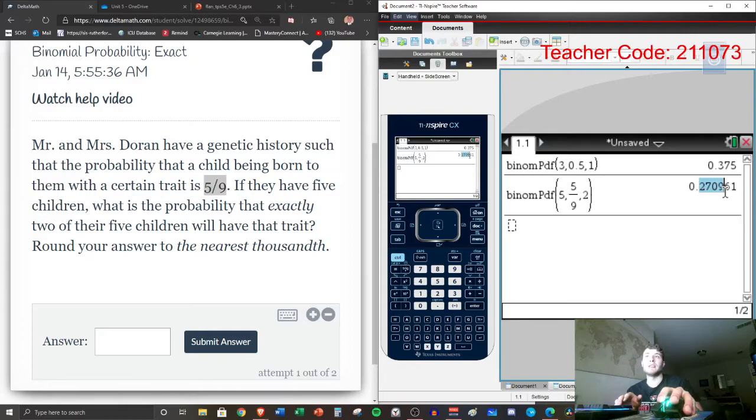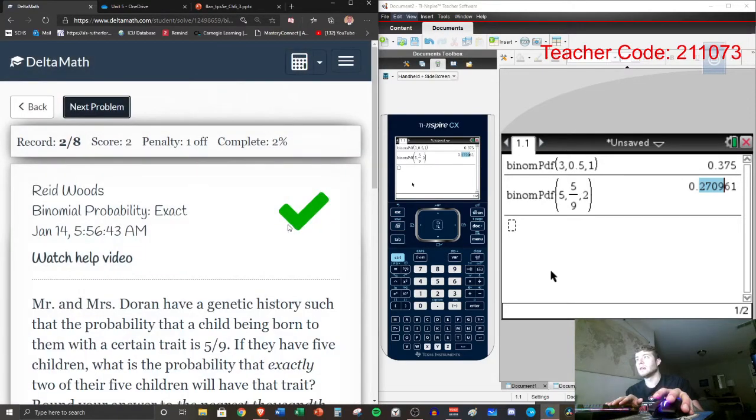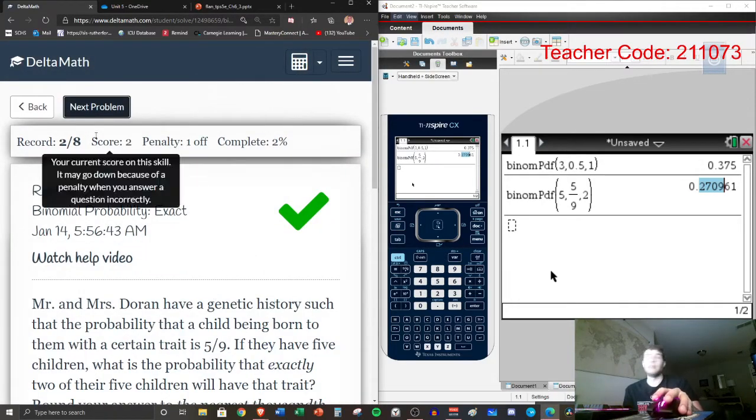0.2709. We will round this to 0.271. I think you don't have to put the 0 in there. No, you don't have to. That's how you'll be doing those.